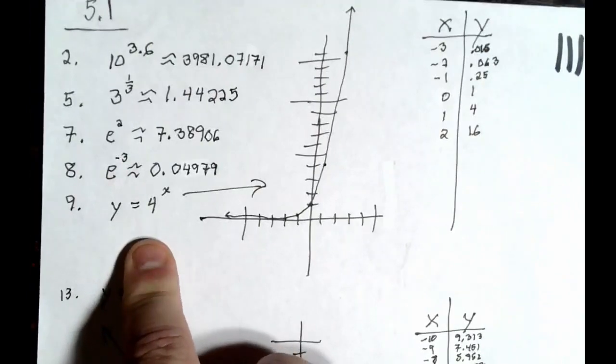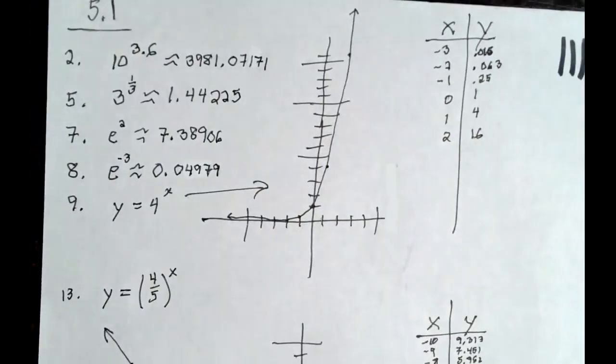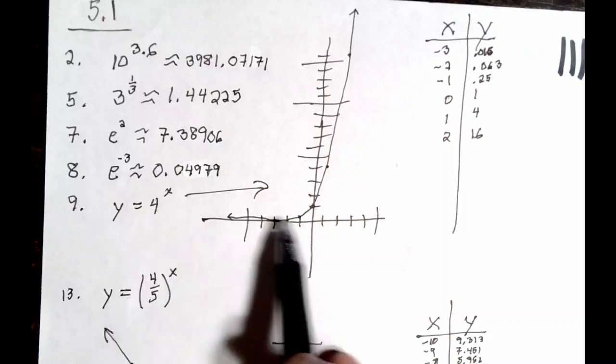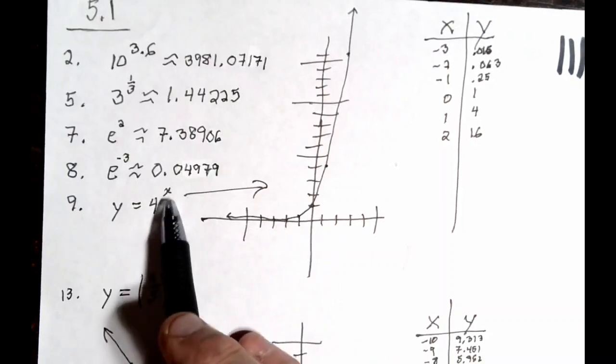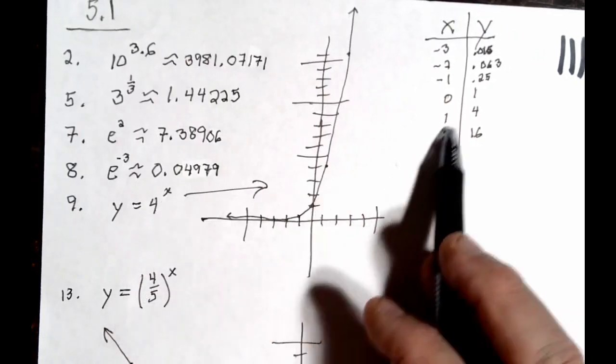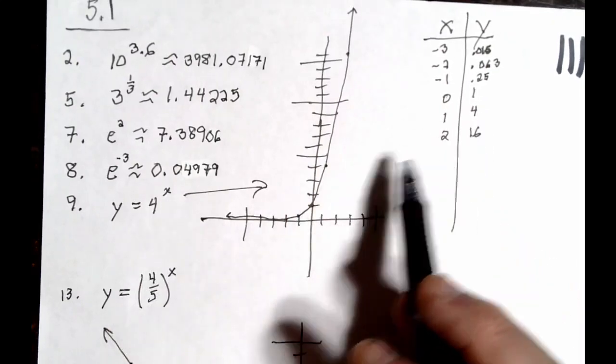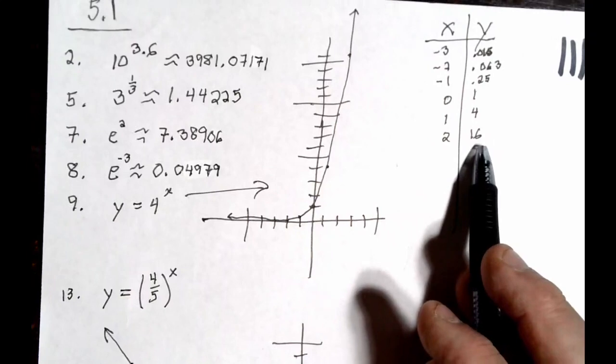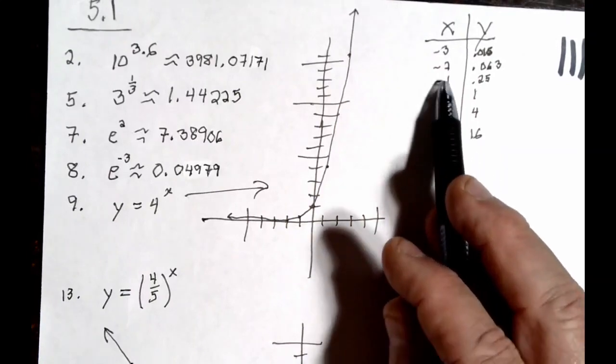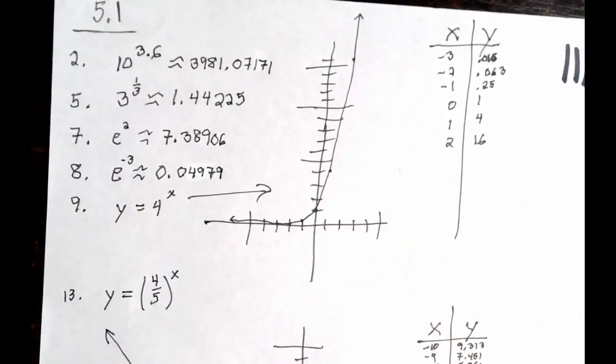Okay, and 9, they ask you to graph it. Well, 4 to the x. Let's think of 4 to the 0. 4 to the 0 is just 1, so 0, 1. 4 to the 1, when x is 1, it's just 4. 4 to the 2, that's 16. Now what about the negative numbers? 4 to the negative 1.